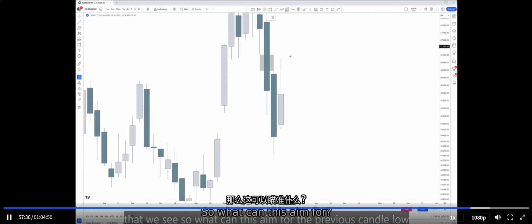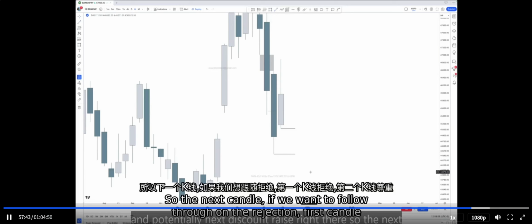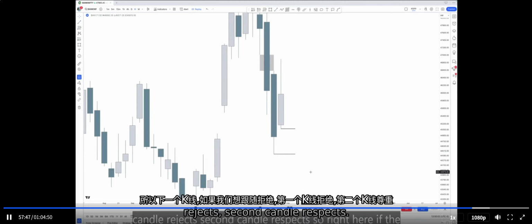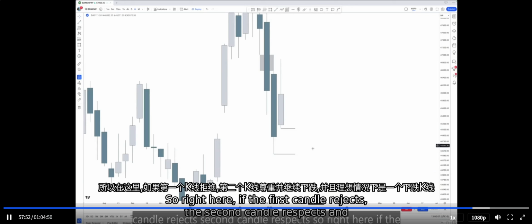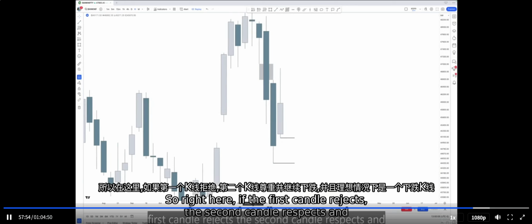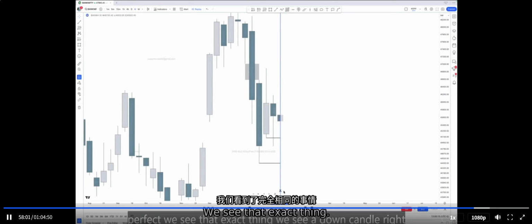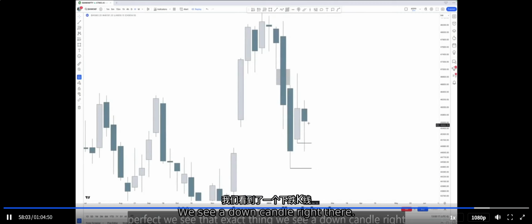So what can this aim for? The previous candle low and potentially the next discount array, the swing lows right there. So the next candle, if we want to follow through on that rejection: first candle rejects, second candle respects. If the first candle rejects, the second candle respects and continues lower and is ideally a down candle. Perfect. We see that exact thing. We see a down candle right there. All right, nothing to worry about just yet.